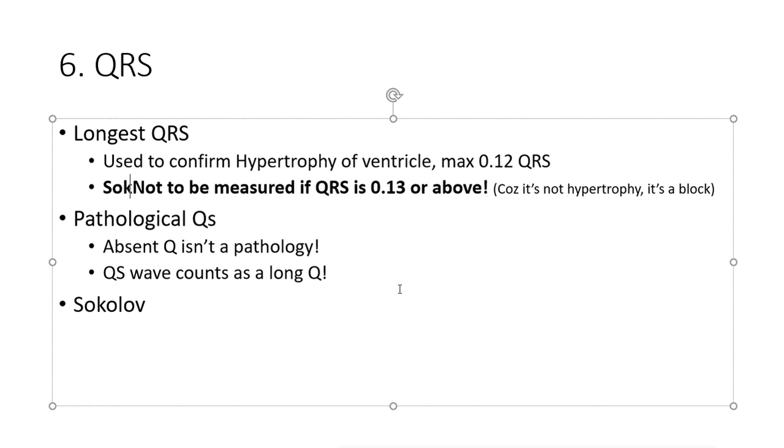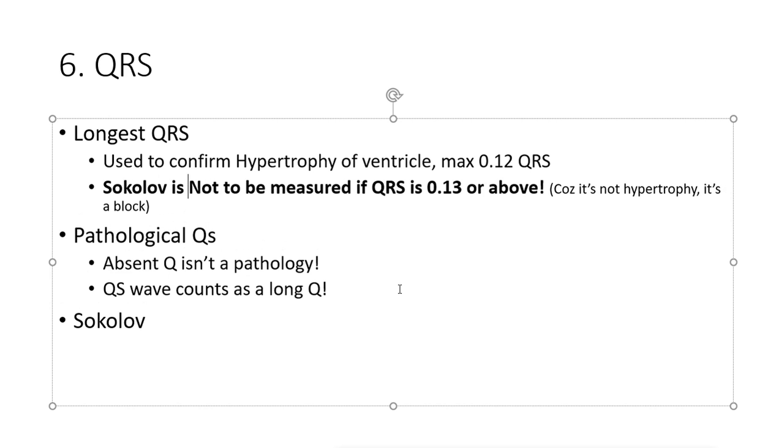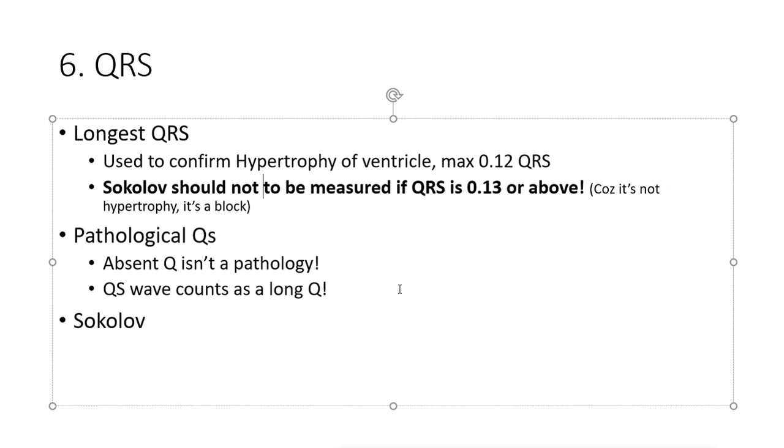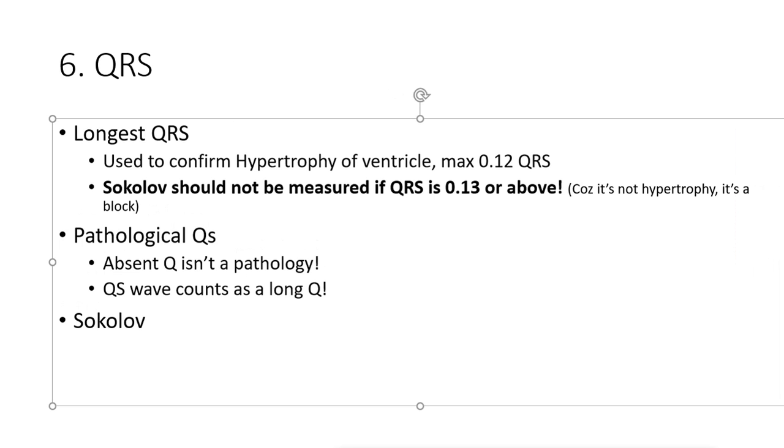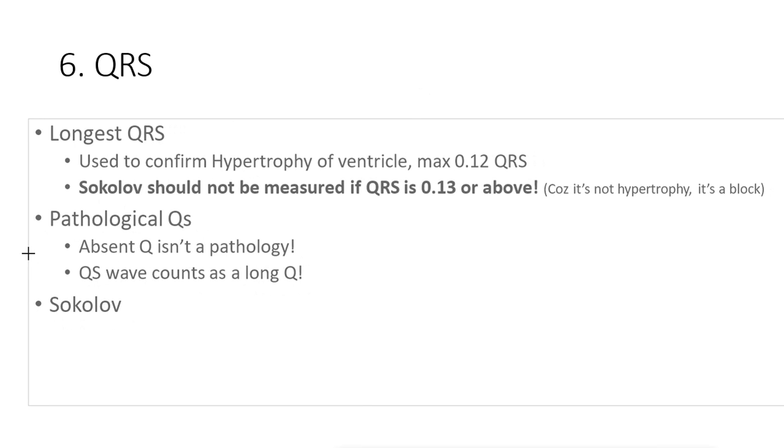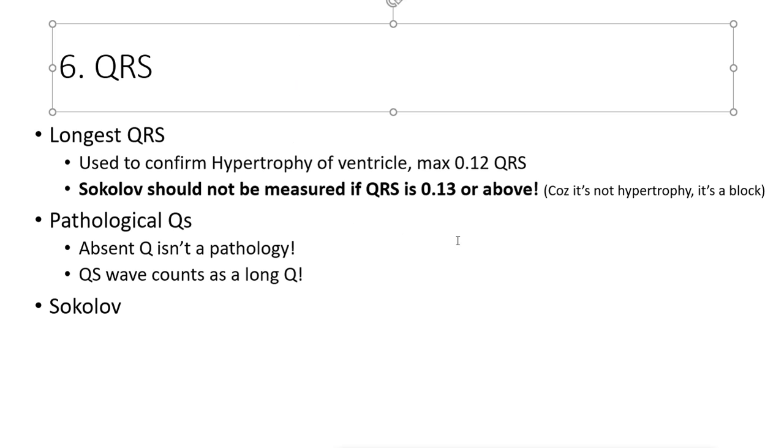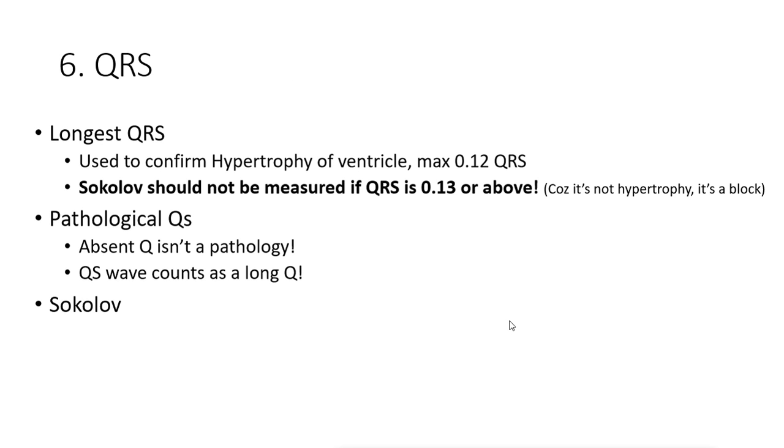Sokolov should not be measured if QRS is 0.13 or above, because it is not hypertrophy. It is a block. It is like the electricity can't pass beyond, so it is a bundle branch block or whatever. It is not hypertrophy, and Sokolov is used to check for hypertrophy of the ventricle.